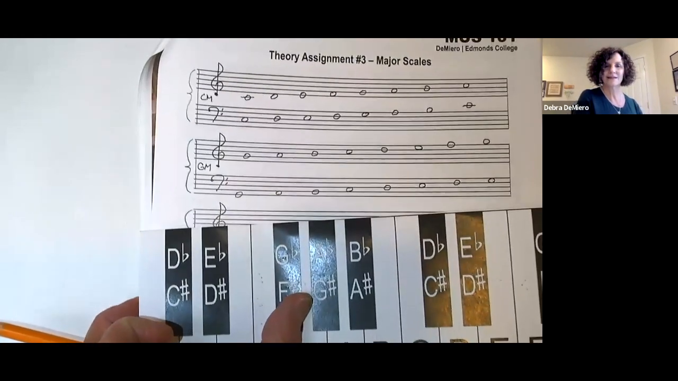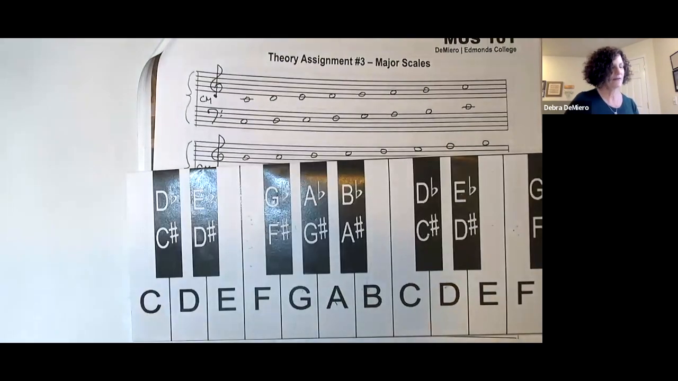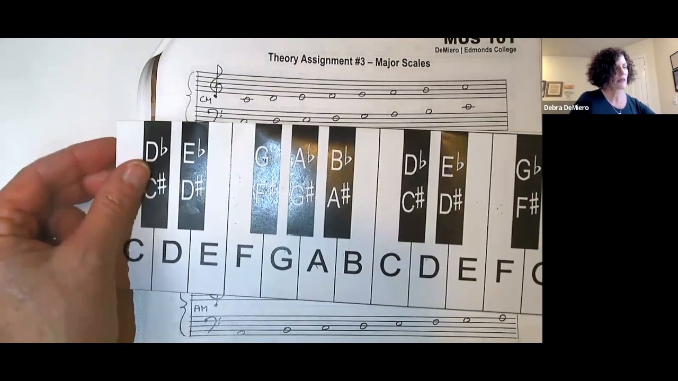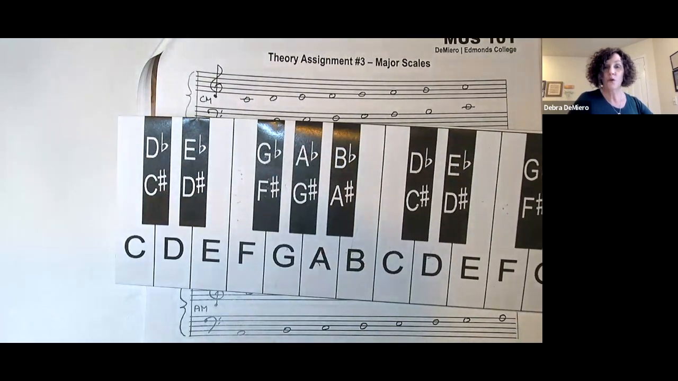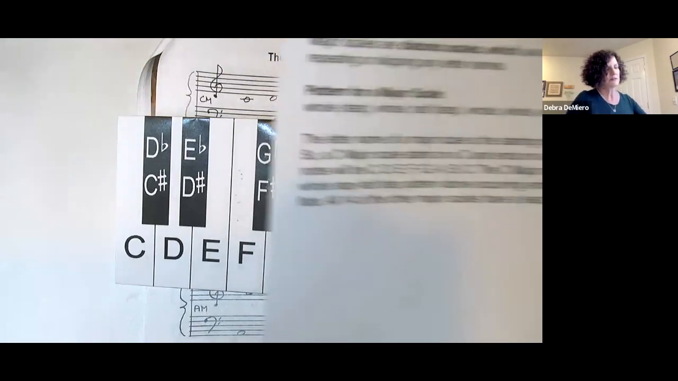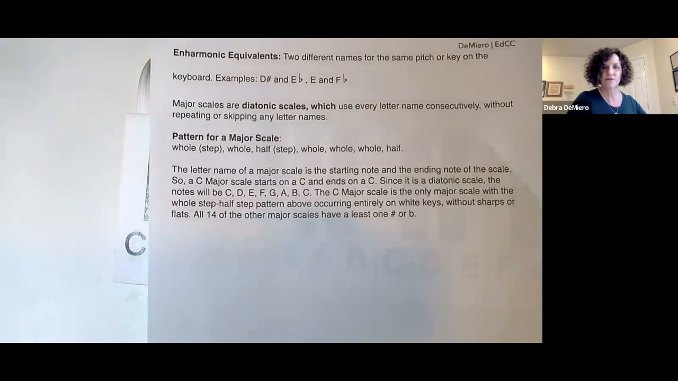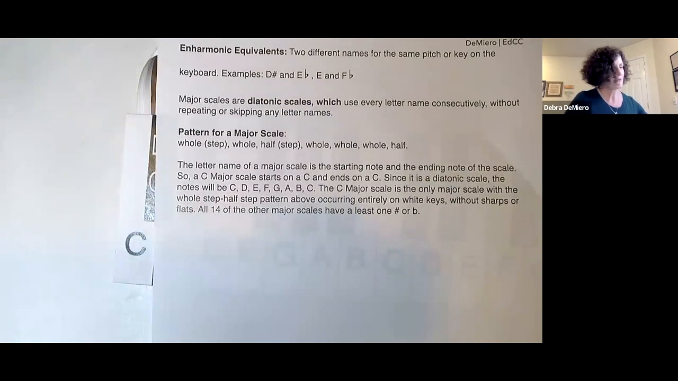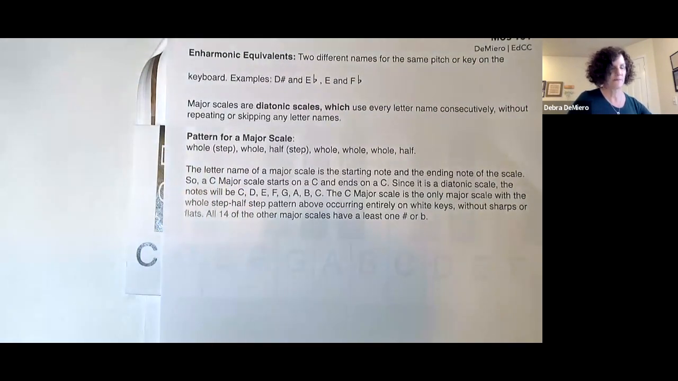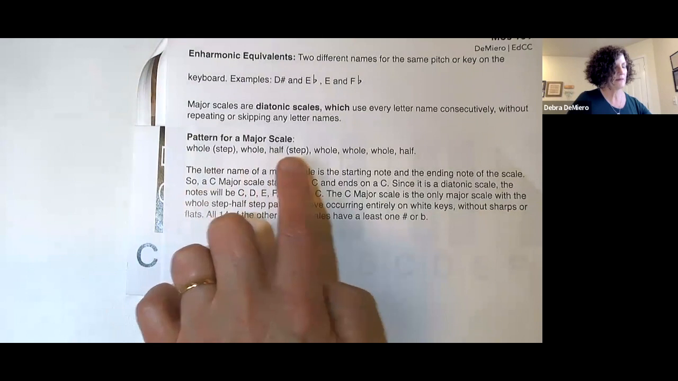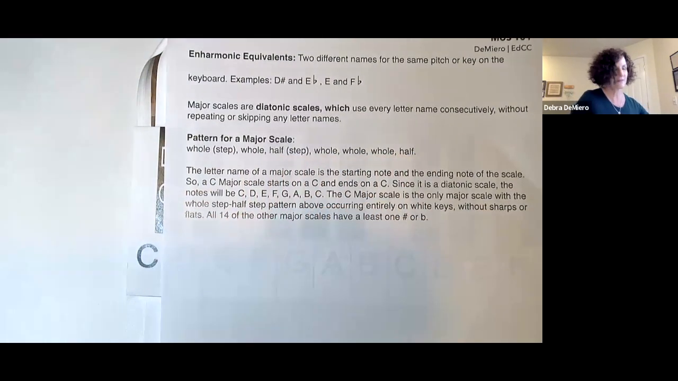Now let's look at the pattern then of half steps and whole steps in a major scale. We always move from a whole step to a whole step, to a half step, whole step, whole step, whole step, half step. This is on your terms. Let me just put page 2 of your terms in front here. So the pattern for a major scale: whole step, whole step, half step, whole step, whole step, whole step, half step.